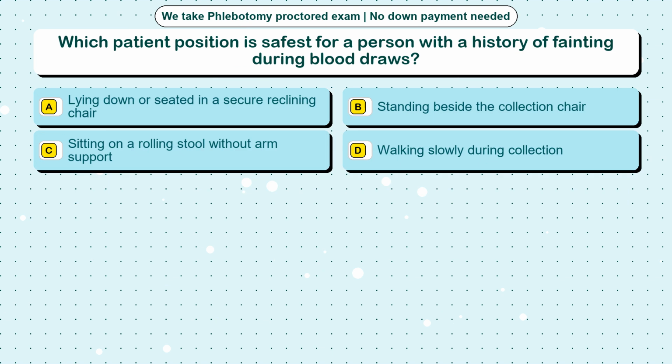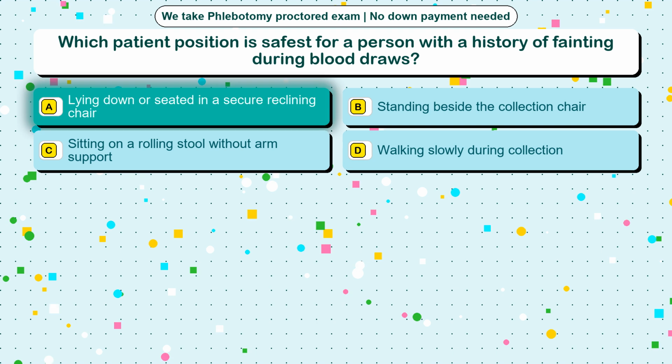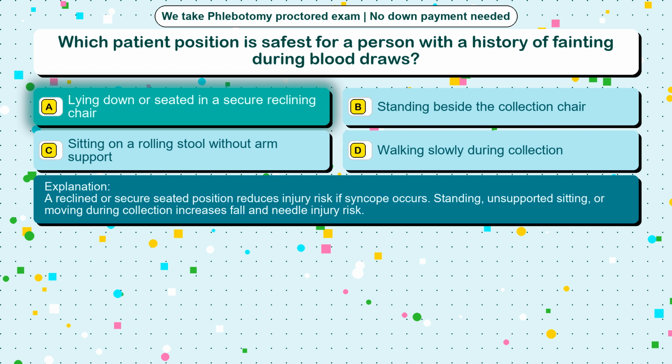Question 31. Which patient position is safest for a person with a history of fainting during blood draws? Option A, lying down or seated in a secure reclining chair. Option B, standing beside the collection chair. Option C, sitting on a rolling stool without arm support. Option D, walking slowly during collection. The correct answer is option A, lying down or seated in a secure reclining chair. A reclined or secure seated position reduces injury risk if syncope occurs. Standing, unsupported sitting, or moving during collection increases fall and needle injury risk.